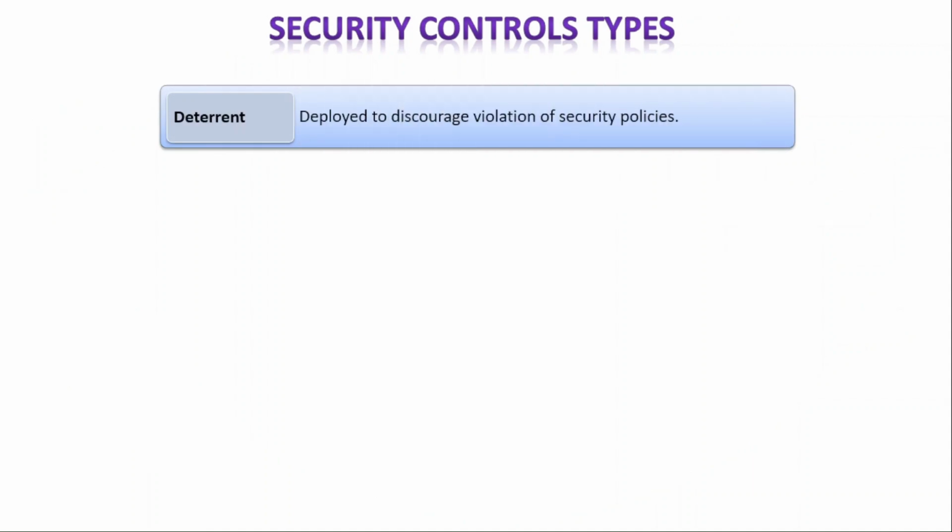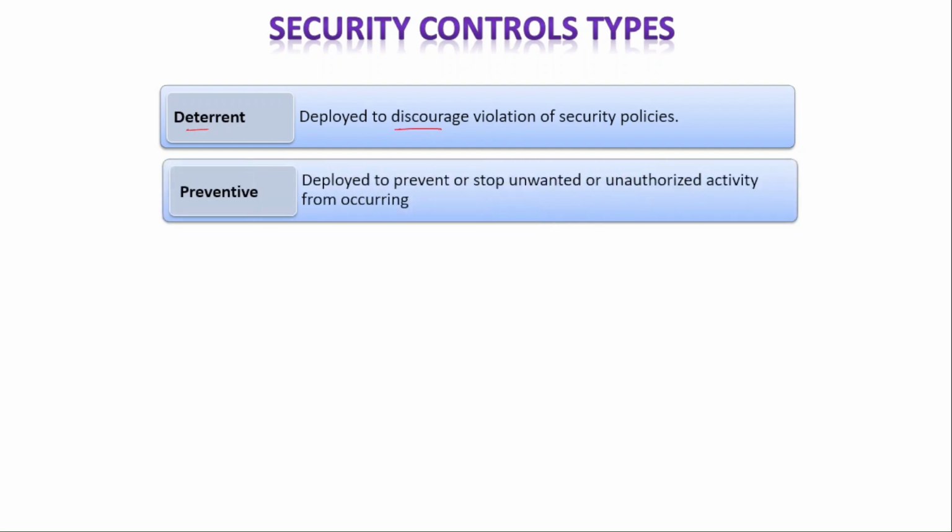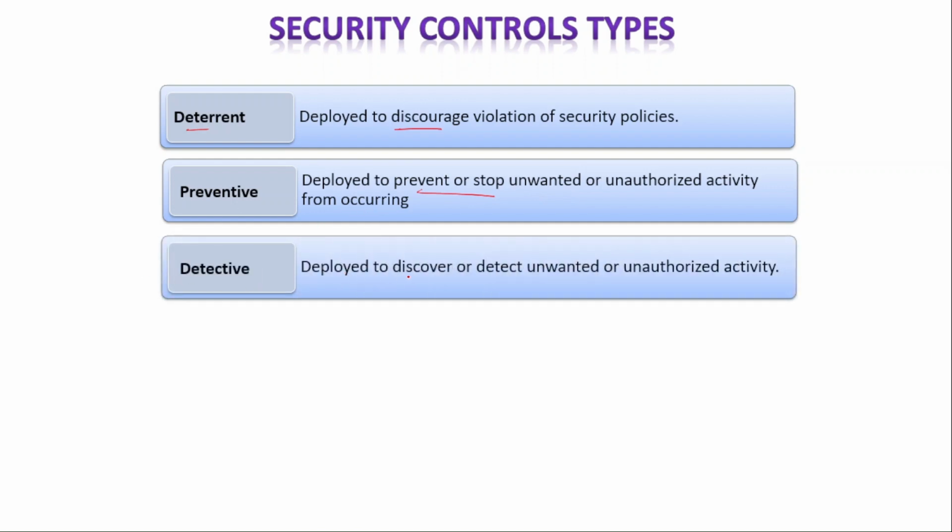And now various types of security control. Number one is deterrent. So what is deterrent? Deterrents are basically deployed to discourage violation of security policies. So it discourages a potential intruder from taking a potential intrusion or an attack, you can say. And again, the preventive are basically deployed to prevent or stop unwanted or unauthorized activity from occurring. Detective are deployed to discover or detect unwanted or unauthorized activity.